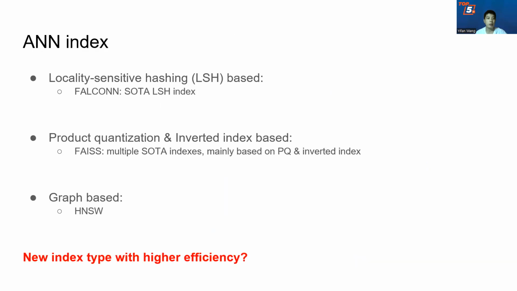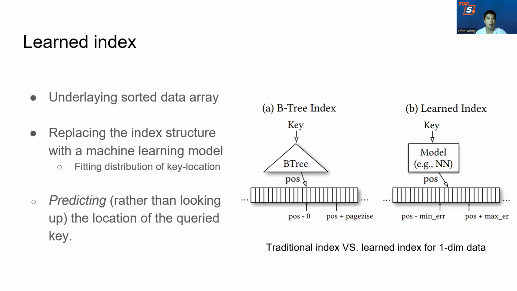So there have been many typical ANN indexes, like LSH based, product quantization, inverted index based, and graph based. But can we have a new index type with higher efficiency? And our answer is the learning index.